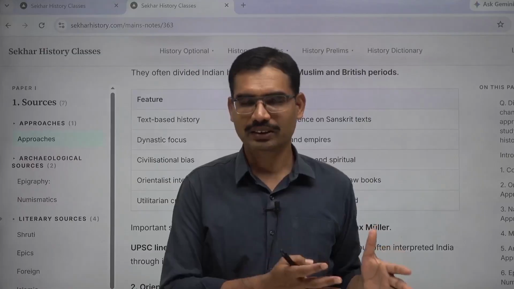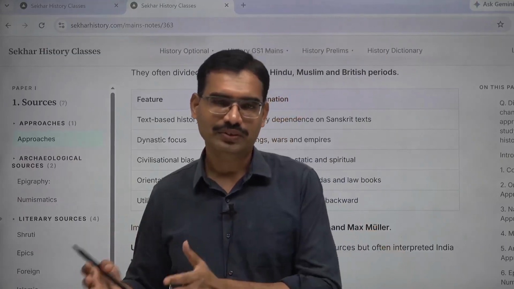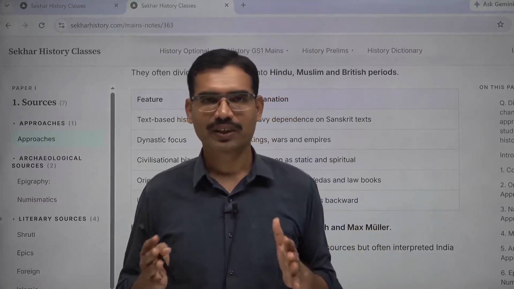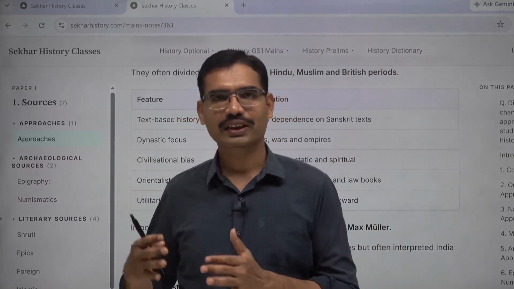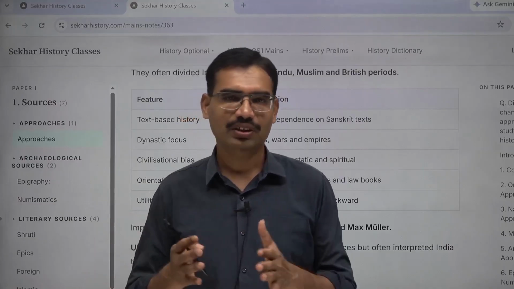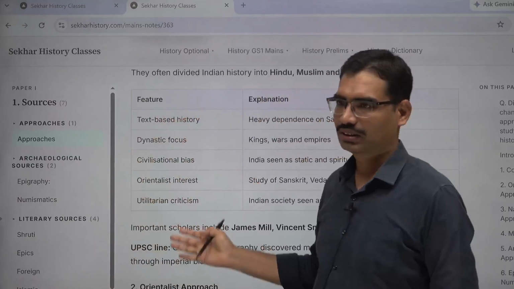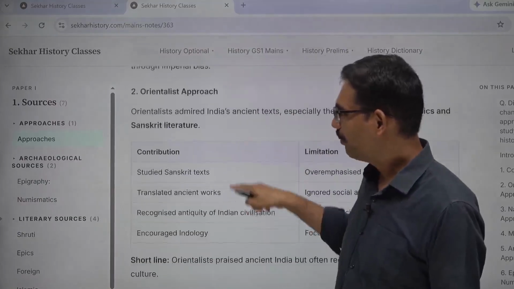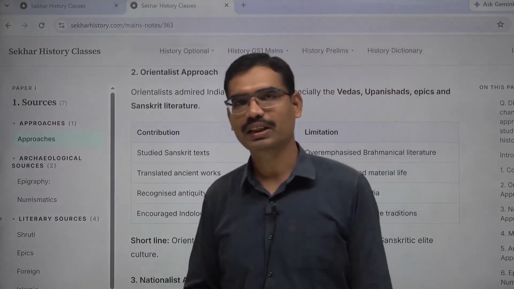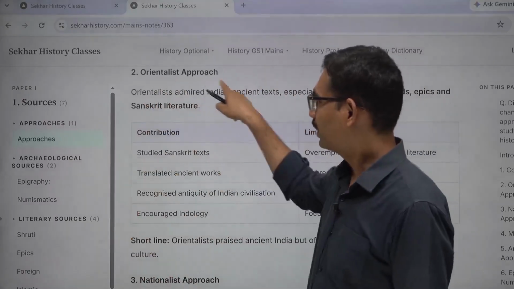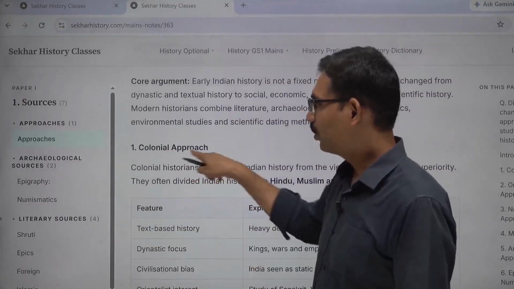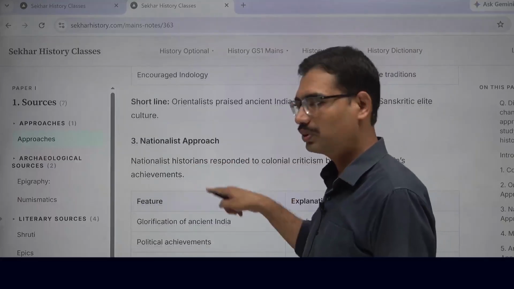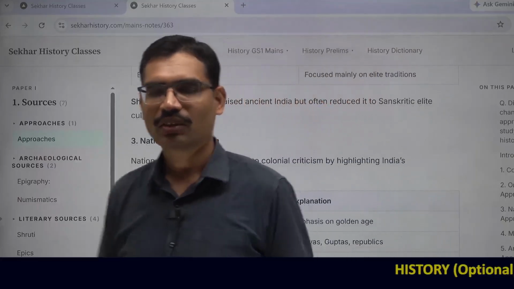During the British time period, one kind of mechanism. After independence, one kind of method our historians used. That is why, based on the historical interpretation, the narration of history changes. And that's what the question is all about. That is the topic: how different methods emerged over a period of time in reading our own history, like the colonial approach during that time period, Orientalist approach, nationalist approach, and so on. You can read one by one once you get this content.